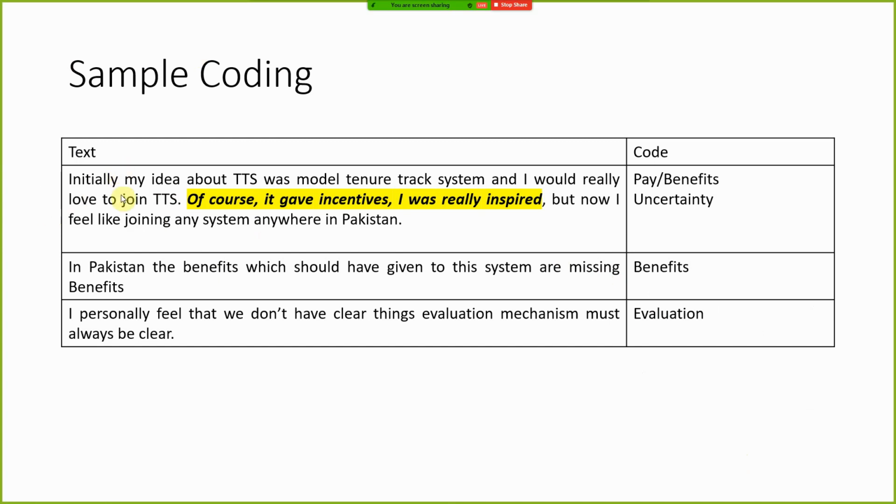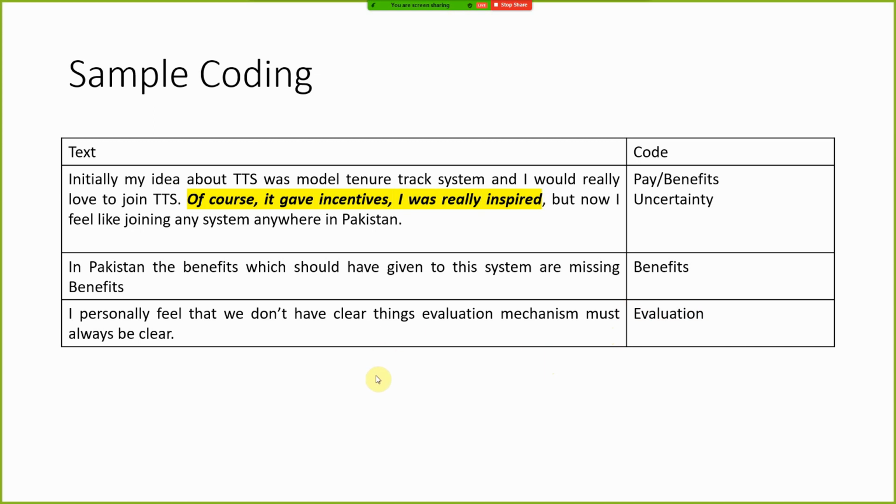Another example of coding. Initially, my idea about TTS was the model tenure track system, and I would really love to join TTS. Of course, it gave incentives. I was really inspired. But now I feel like joining any system anywhere in Pakistan. So this sentence by another interviewee talks about pay, benefits, and uncertainty. This text again talks about benefits. It's from another interviewee. This talks about the evaluation mechanism, so I've coded it as evaluation.